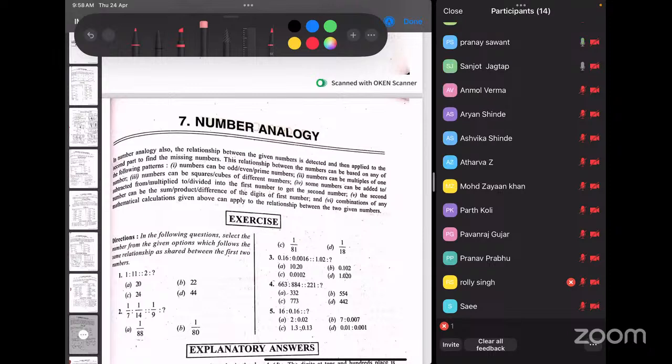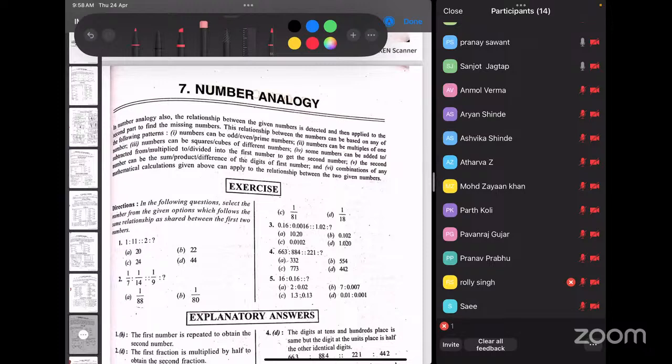What should be the answer for the fourth? Question number 4. Option D. It will be 442. Sir, the difference between 834 and 663 is 221. So if we add 221 and 221, it's 442. So the logic is of difference. Yes, sir.